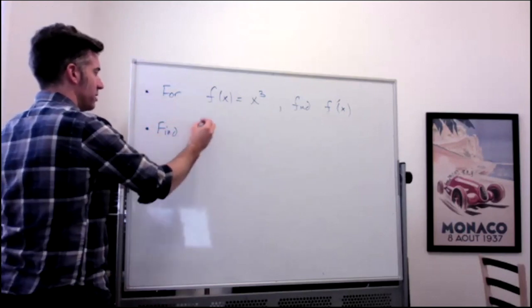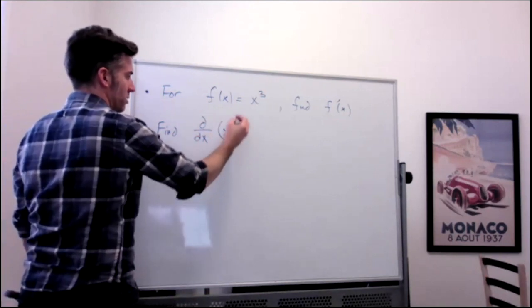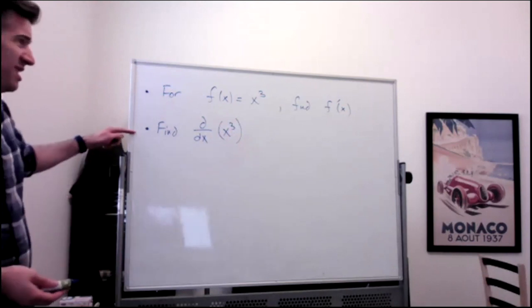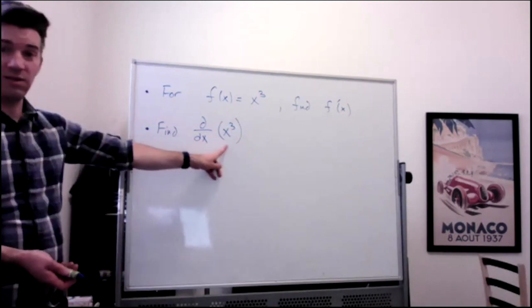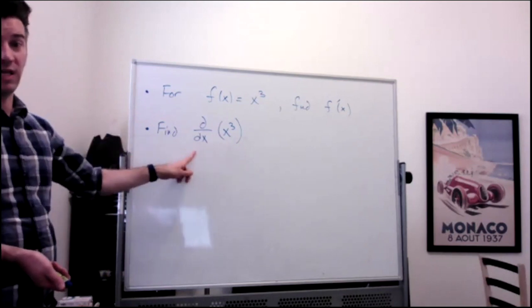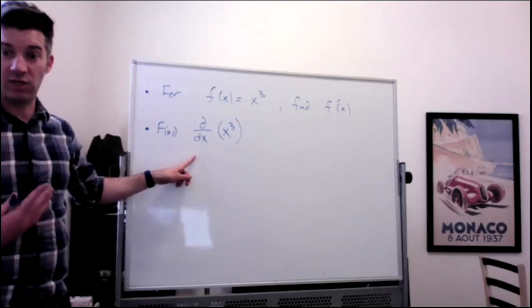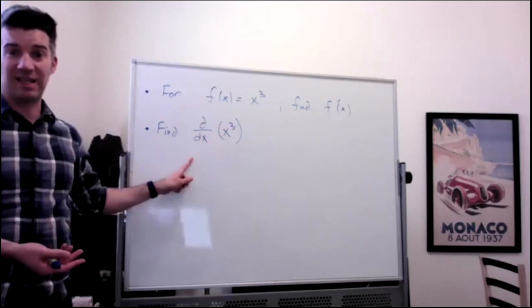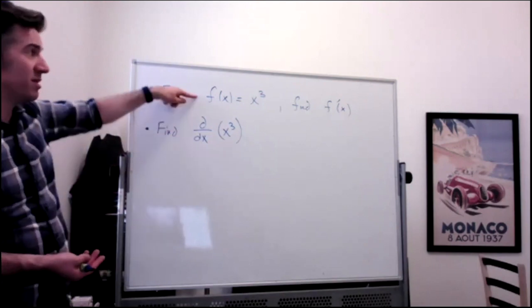Find d dx of x cubed. This is the same question with a lot less writing, right? I'm still telling you what the function is, it's x cubed, and I'm still asking you to take the derivative of it. So my guess is that a lot of your teachers will probably write things like this because it's easy and it's convenient and it's fast. But it still means the same thing as this.